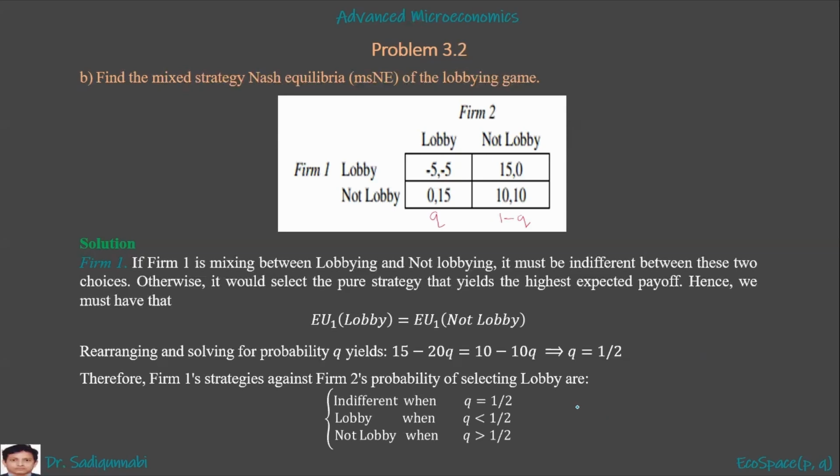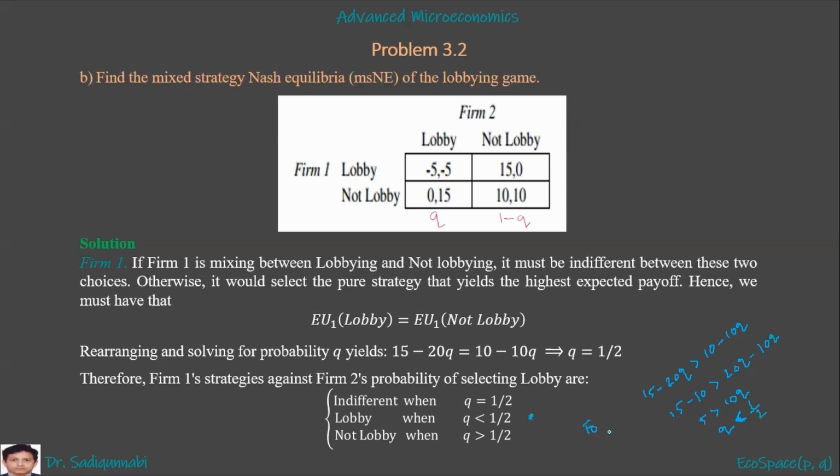This can be found as follows. Suppose lobby is the strategy for firm 1. The payoff from lobby, 15 minus 20Q, is greater than 10 minus 10Q. So 15 minus 10 is greater than 20Q minus 10Q. That means 5 should be greater than 10Q. Q should be less than half. So that is what we have found for lobby.